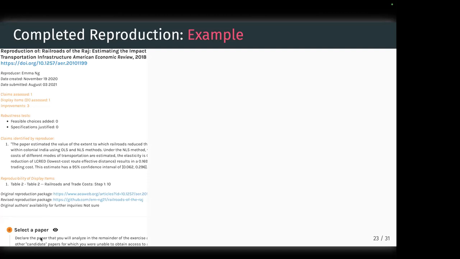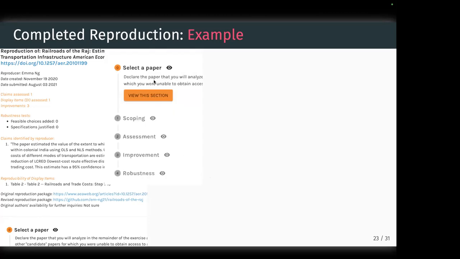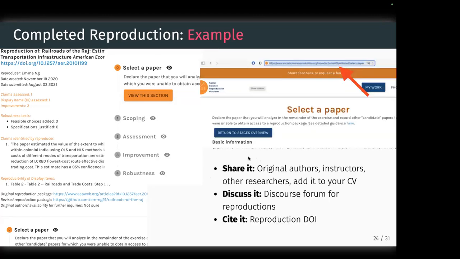And once you scroll down here, you will see the entire reproduction, where you can click on each section in a view-only mode and see what the steps were that were carried out for the reproduction. So this would constitute the entire reproduction exercise, and people can see it.